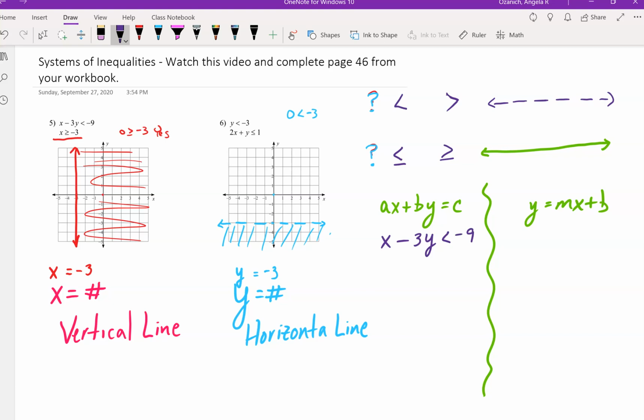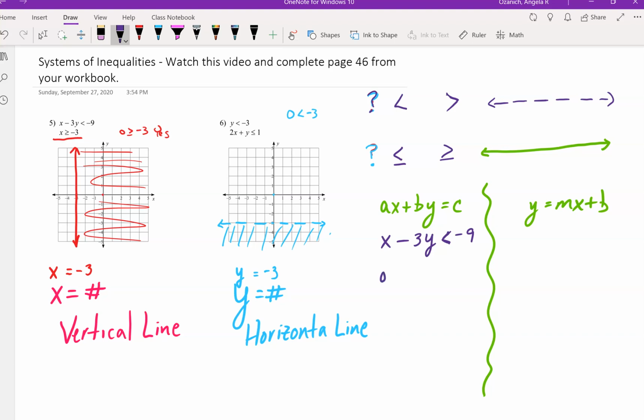Okay. First I notice that this is a strictly less than, so whatever graph I draw is going to be one of these dashed lines that we saw here at the top, not solid. When an equation is in standard form, one of the things we can do is find the x and the y intercept in order to graph.